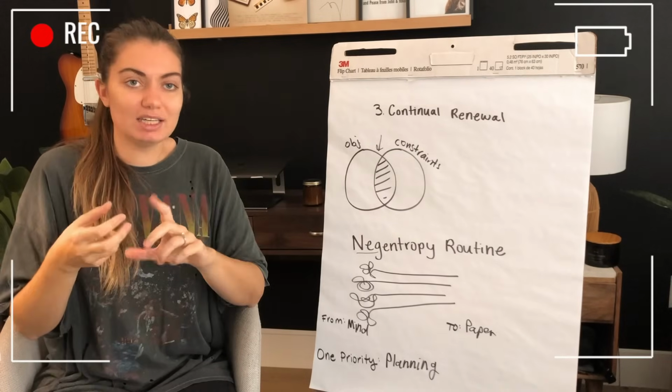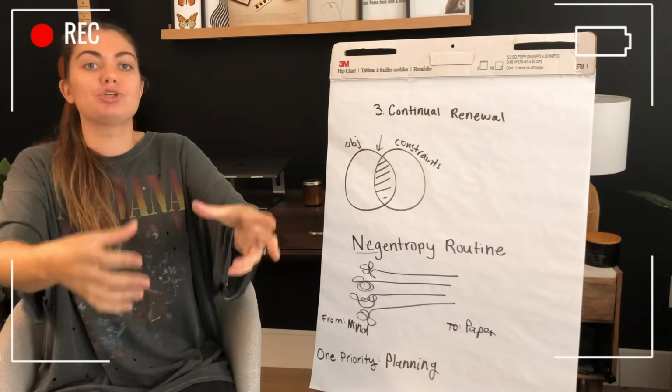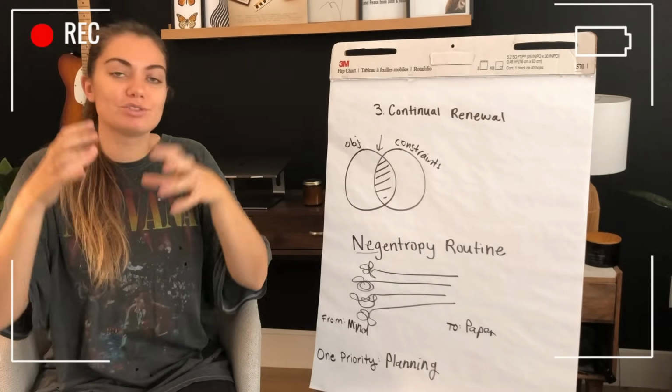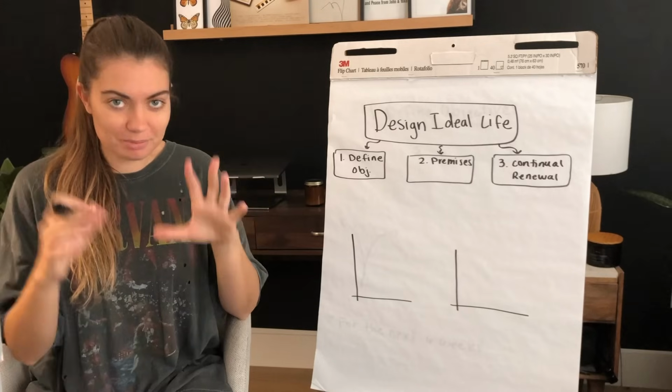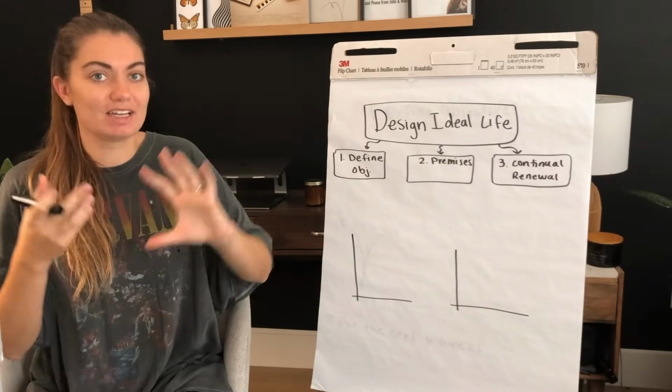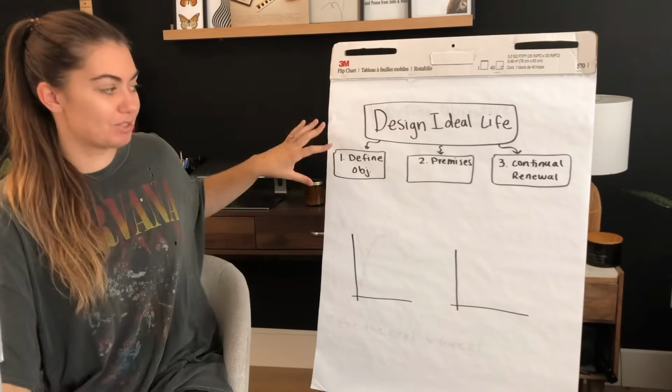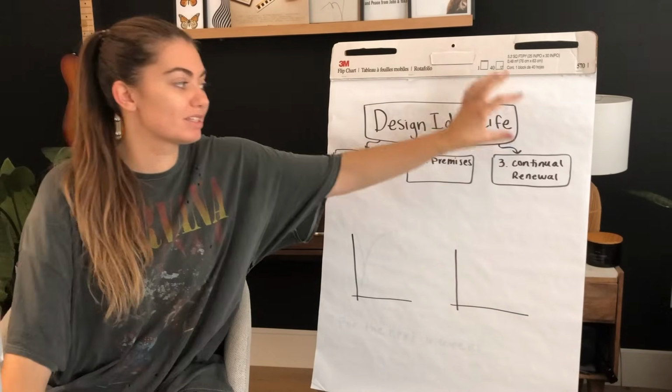So you need a routine where you are the designer and you are the creator, and you're bringing order and structure back into your life. So that's what I'm going to do today. I'm going to walk you through the life design process, and it's really easy. It's just 3 steps: defining your objectives, what are the premises, and continual renewal.